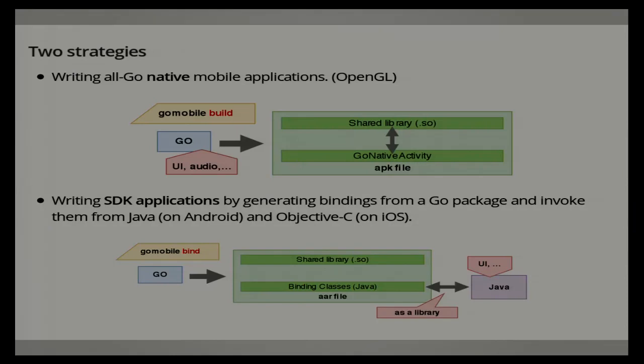To develop a mobile app, we have two ways to do it with Gomobile. We have the Gomobile build command, which will write all Go native, which is only Go code application. It's also called a native application usually, and it's based on OpenGL bindings.